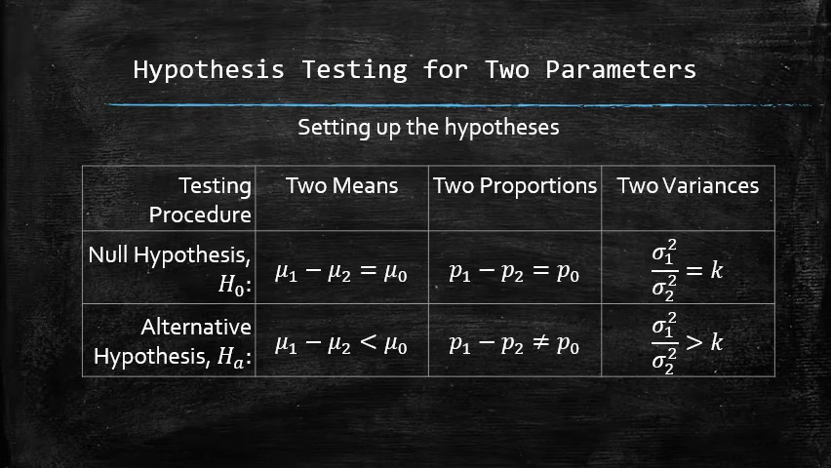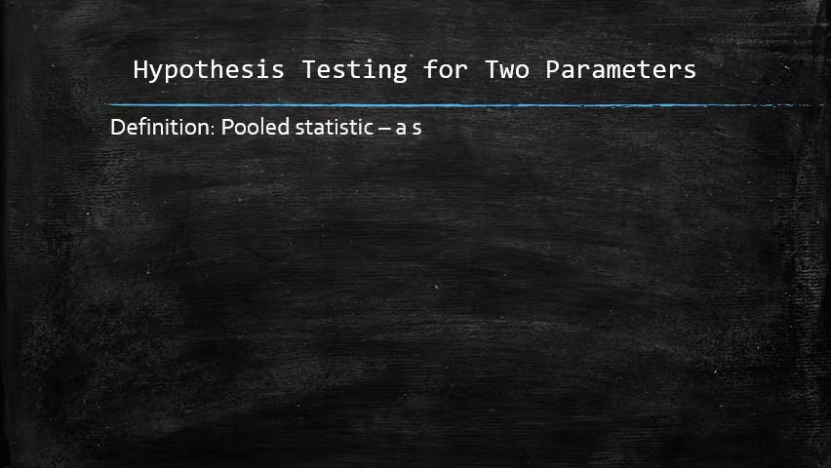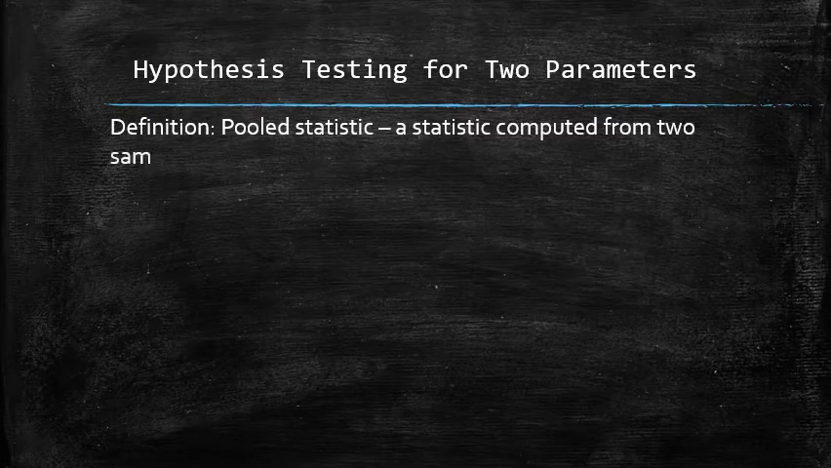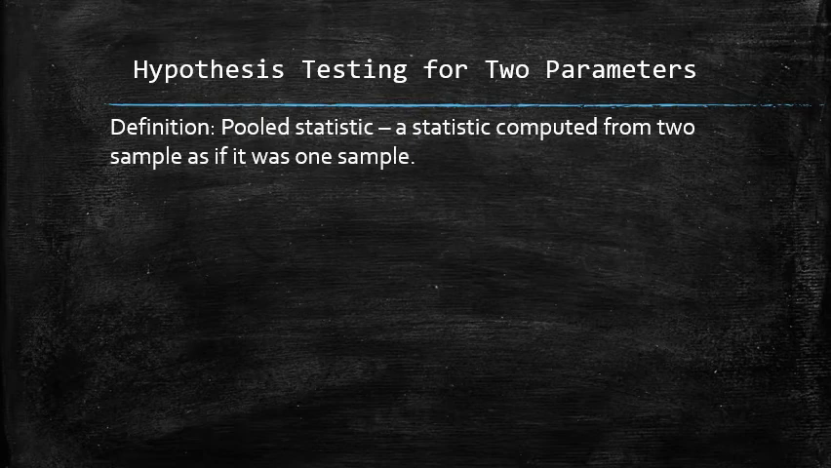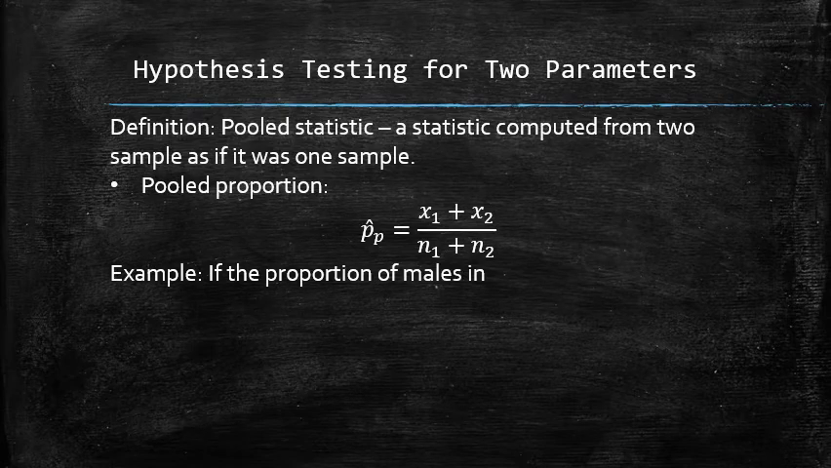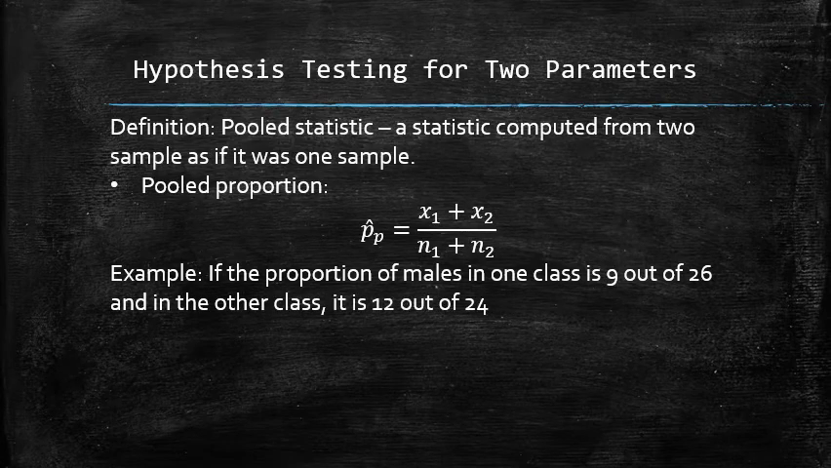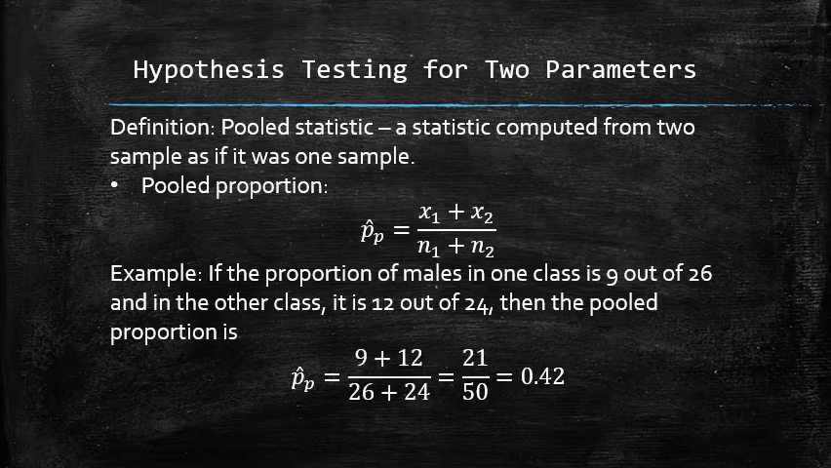This table summarizes the null and alternative hypotheses for which we have developed the testing procedures. A few more terms. A pooled statistic is a statistic computed from two samples as if it was one sample. For pooled proportion, we have the following formula. For example, if the proportion of males in one class is 9 out of 26 and in the other class it is 12 out of 24, then the pooled proportion will be equal to 0.42.